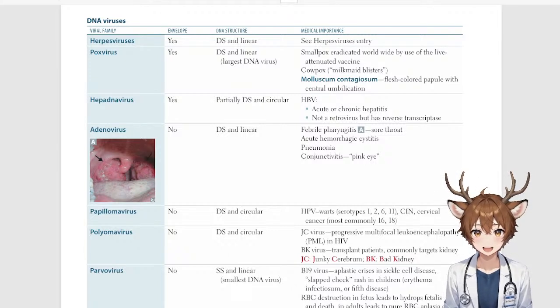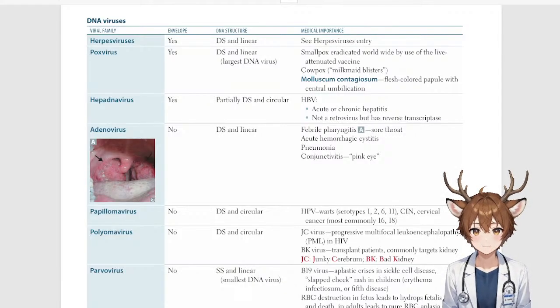Hepadnavirus is enveloped. It's partially double-stranded and circular. You can get HBV from it. Acute or chronic hepatitis. Not a retrovirus, but has reverse transcriptase. It is the only hepatitis virus that is a DNA virus, by the way. What about adenovirus? It is not enveloped. It is double-stranded and linear. It causes febrile pharyngitis, which you can see in the picture there for you. It causes sore throat, acute hemorrhagic cystitis, pneumonia, conjunctivitis, pink eye, gastroenteritis, and myocarditis.